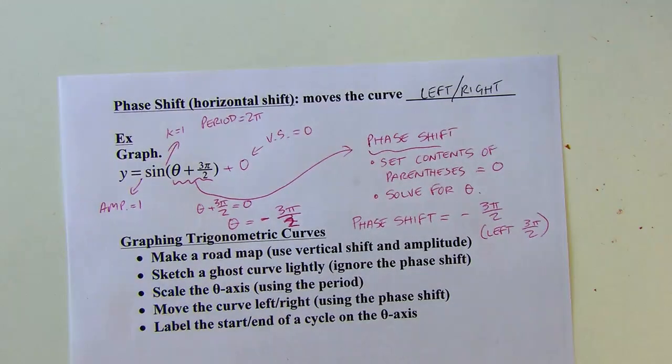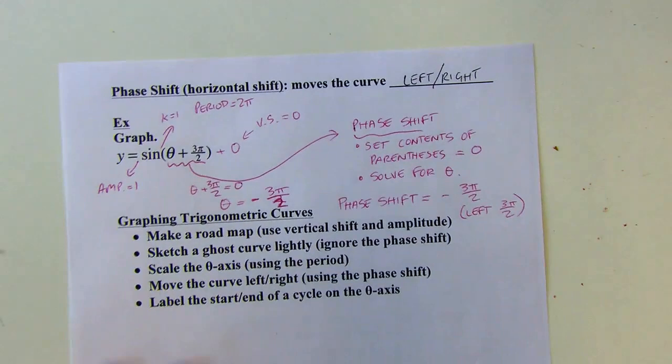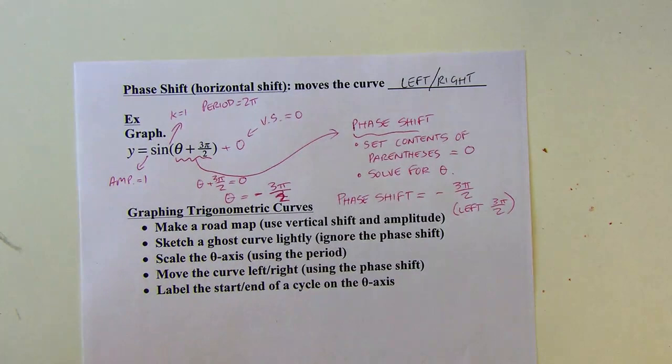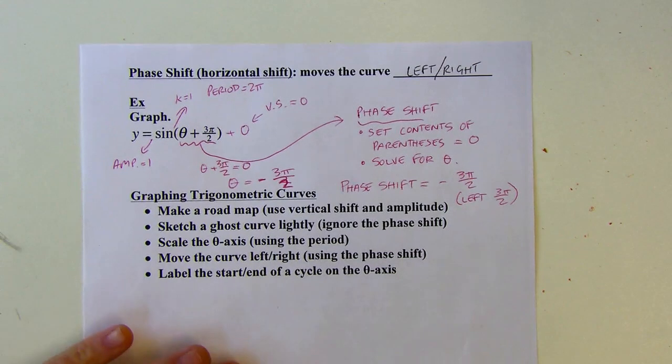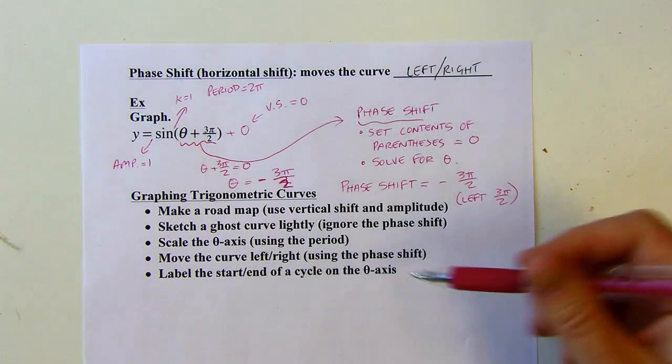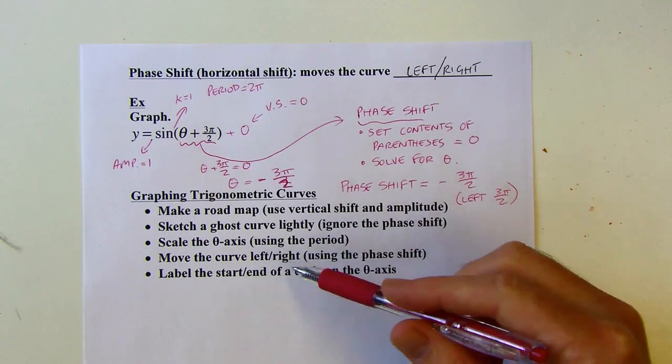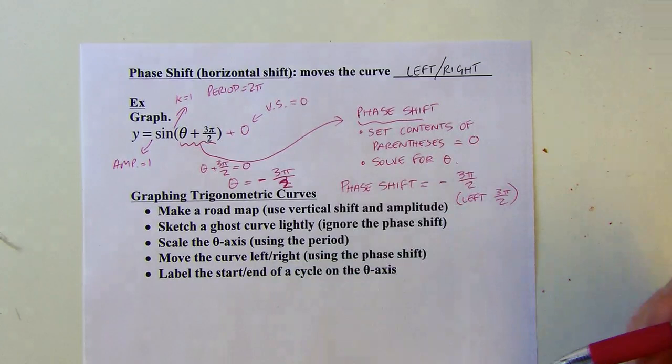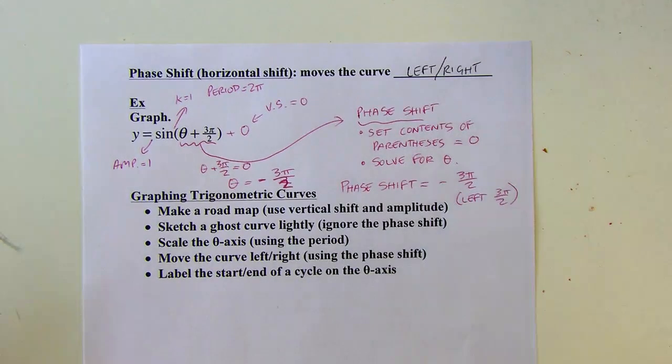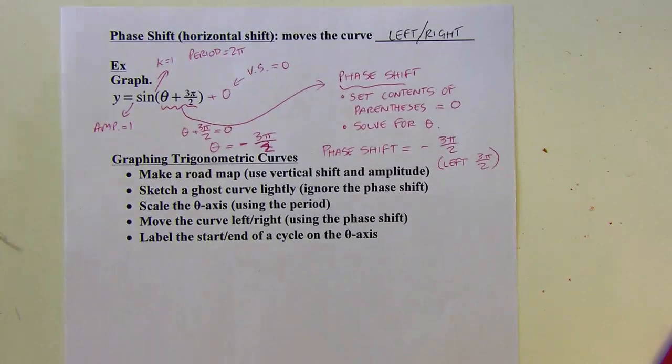Okay. All right, so this gets a little bit more complicated because we're going to have to deal with the period. We're going to have to scale the theta axis and move things left and right. So these are the most difficult ones. That's why I saved this for last. Okay, so I've got some steps for you to take when you've got all the components. So first, we're going to make what I call a roadmap using the vertical shift and amplitude. I'll show you what I mean by that.